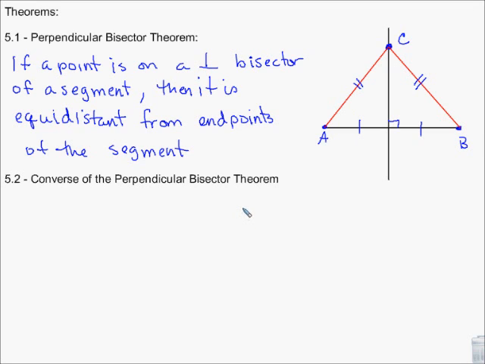And it kind of makes a triangle. And if we have a triangle with these two the same length, it's an isosceles triangle, so that tells us a few more things, right?